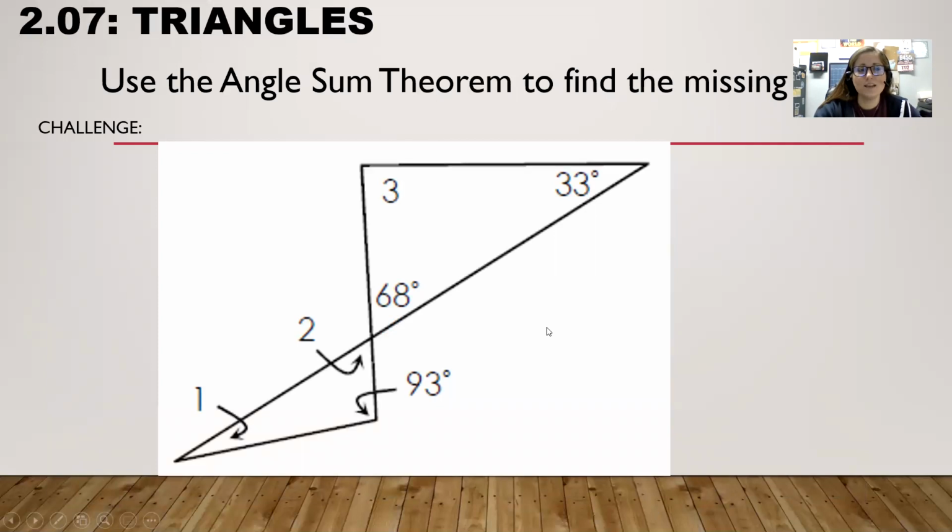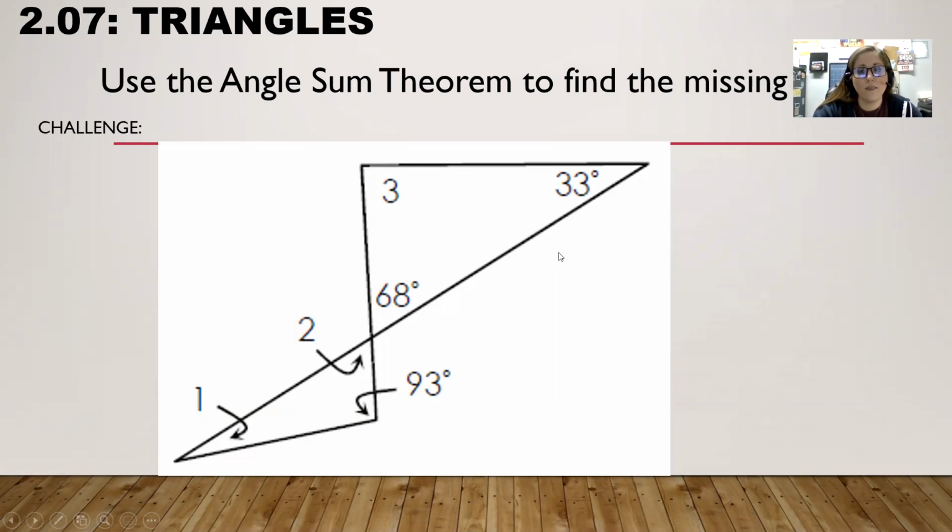What about this one? This is going to be a challenge question. We've got these two triangles. We know that this triangle here, all of these angles here can be added together to equal 180 degrees. However, only one of these angle measurements is listed for us. We don't know what angle 1 or angle 2 is. This triangle up here, we know that these three angles can be added together to equal 180 degrees. The good thing about this triangle up here is that angle 3 is our only missing angle.